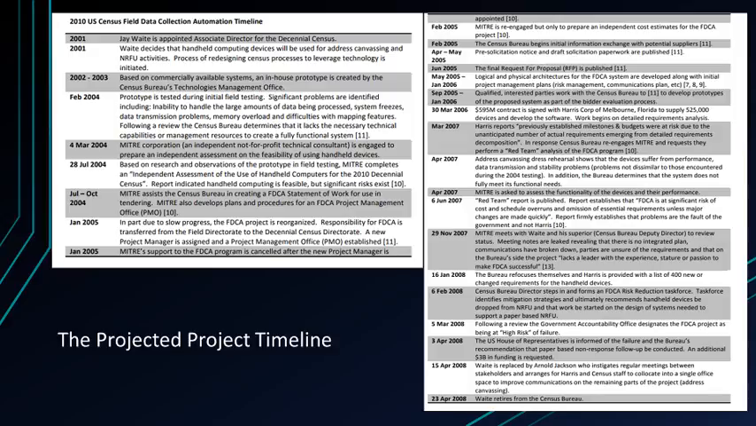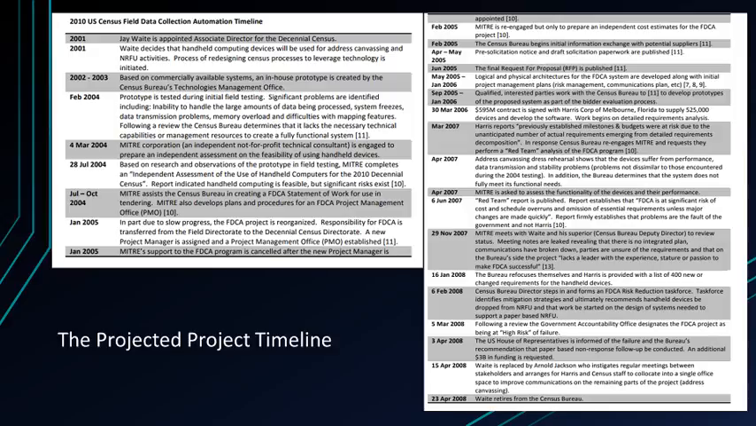29th of November 2007. MITRE meets with Waite and his superior, the Census Bureau Deputy Director, to review status. Meeting notes are leaked, revealing that there is no integrated plan, communications have broken down, parties are unsure of the requirements, and that on the Bureau's side the project lacks a leader with the experience, stature or passion to make the FDCA successful.